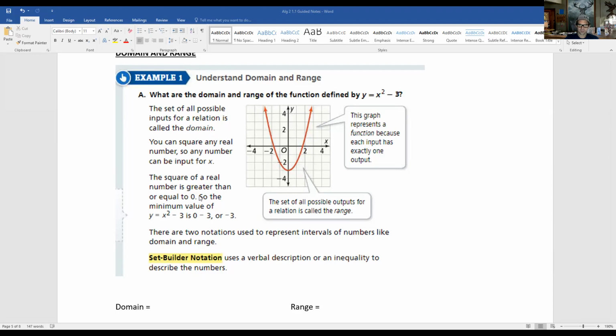The range right here is the outputs. The range is the y values. So the way I always look at it, if I'm looking at a graph, our x values are how far over, left and right, the graph goes. This graph, the arrows say it would keep going to the left and keep going to the right. It would take a long time, but it would keep going. The y values are your up and down. Well, we know this graph would keep going up, but there is a low point here, so there would be a minimum.